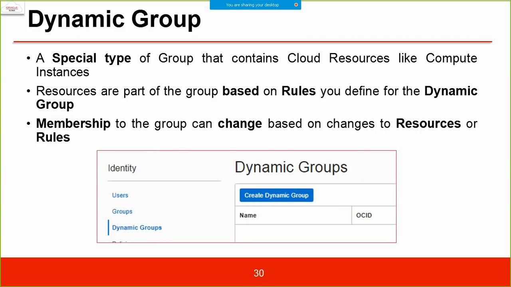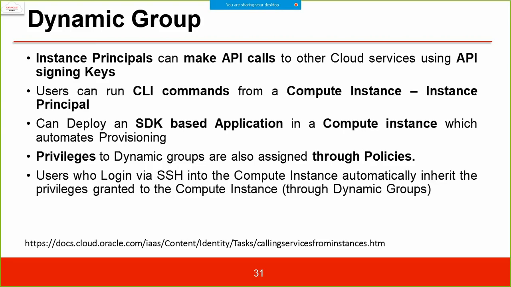Dynamic group, a special type of group that contains cloud resources like compute instances. Resources are part of the group based on rules defined in the dynamic group, and membership to the group can change based on changes to resources or rules. That's the concept of dynamic groups. Instance principals can make API calls to other cloud services using an API signing key, and this is what I've been emphasizing on the instance principal concept.